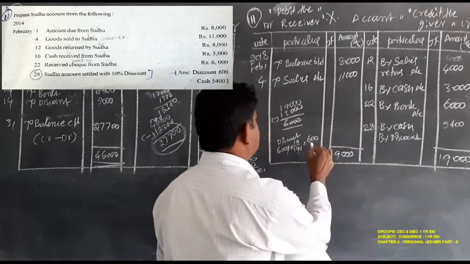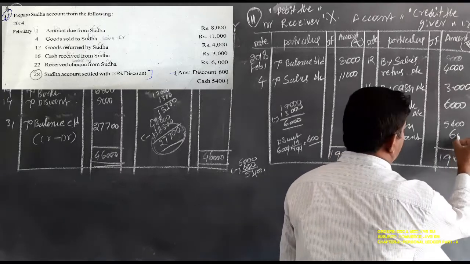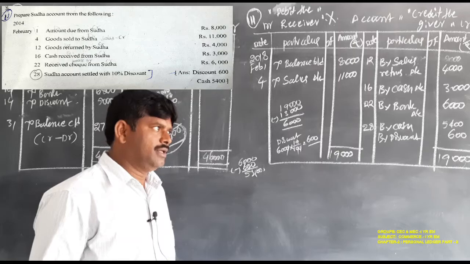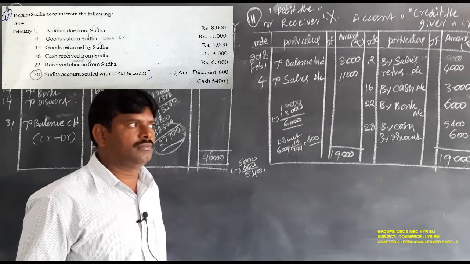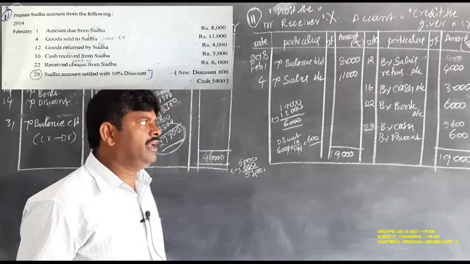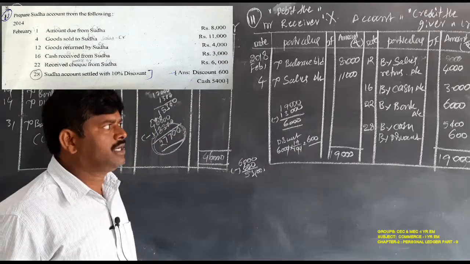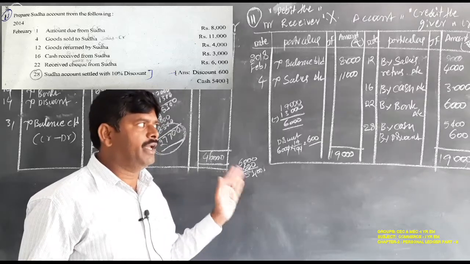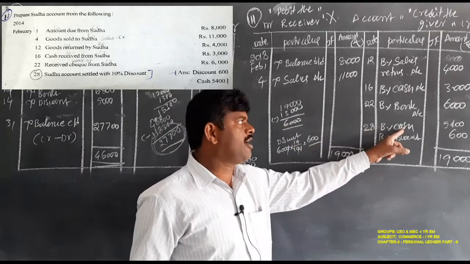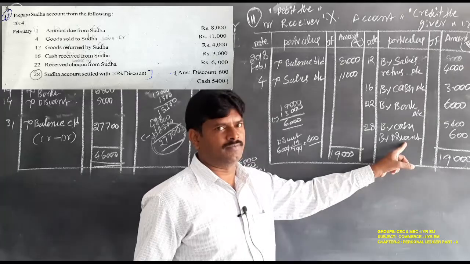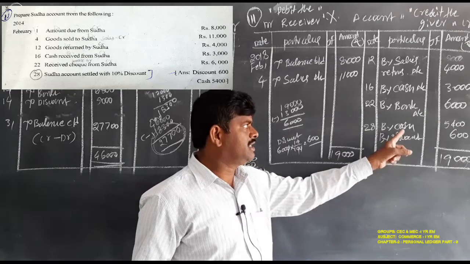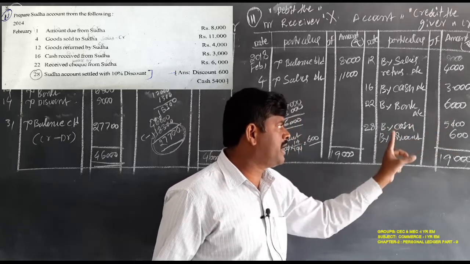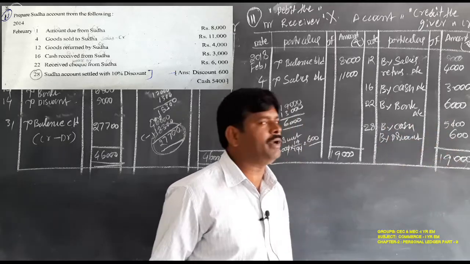Already we calculated 600 rupees, so 600 rupees to write here only. Remember one thing, settle in account. The settle in account says which side is shortage amount, that side you have to mention by cash account, by discount account. So here shortage on credit side. So by cash account 5,400, by discount account 600 rupees.